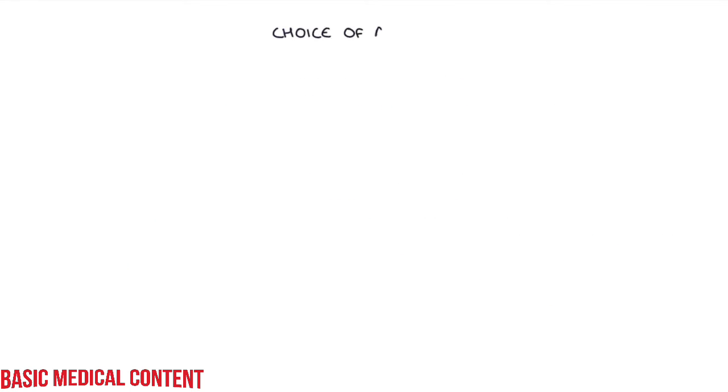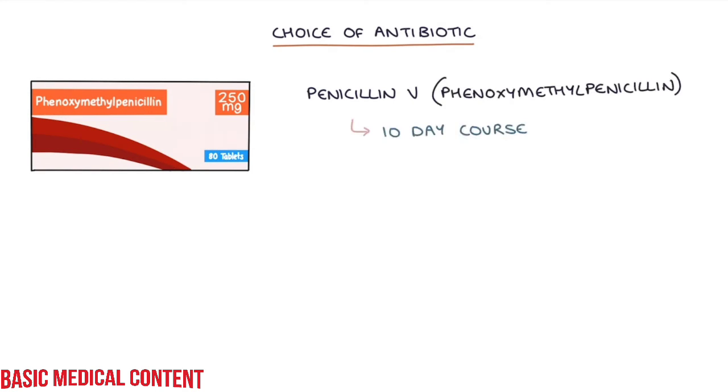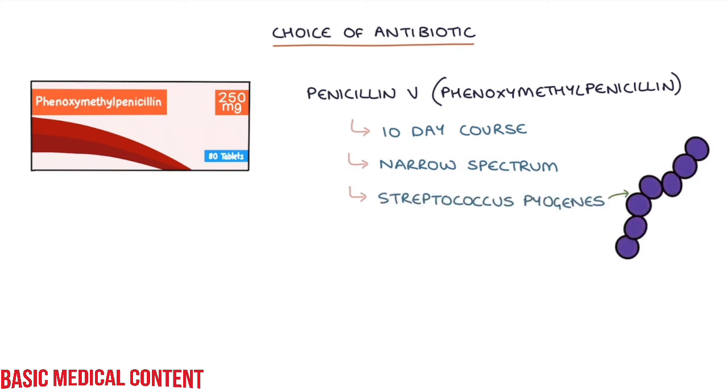Let's talk about the choice of antibiotic. Penicillin V, which is also called phenoxymethylpenicillin, for a 10-day course is typically first line. This has a relatively narrow spectrum of activity and is effective against Streptococcus pyogenes, which is the most common cause. Clarithromycin is the usual first-line choice in a true penicillin allergy.